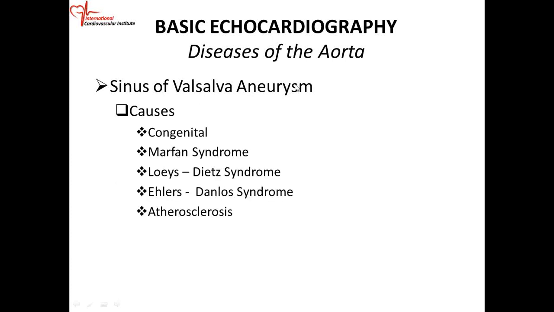So what are some of the causes of sinus of Valsalva aneurysm? Congenital. The patient is born with that. It's just weak because there's a congenital problem and the wall is weak and it bulges out. Marfan syndrome: the aneurysm is usually at the sinuses. So it is very distinctive. Patients with Marfan syndrome would have aneurysm of the sinuses.